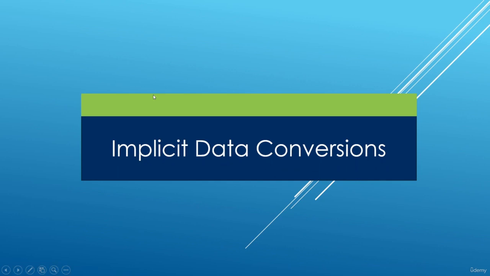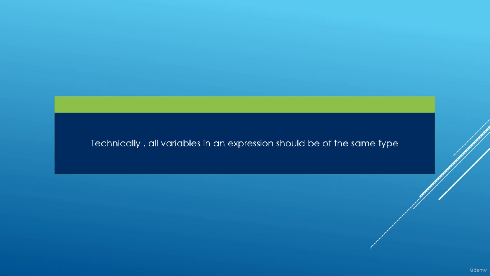In this lecture, we're going to be learning about implicit data conversions. And these are conversions that happen without your involvement. They are going to be inserted in by the compiler.